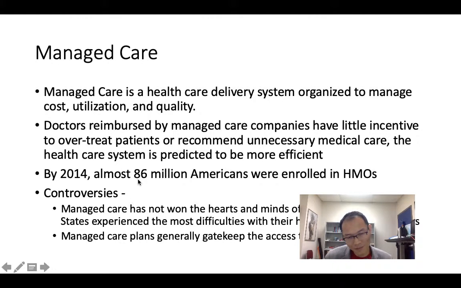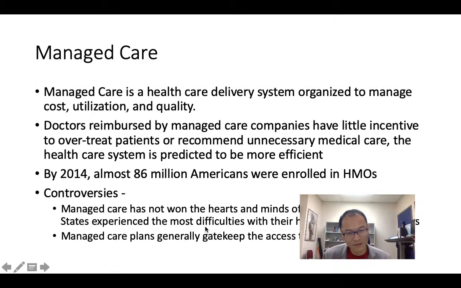However, if you look at the numbers in the past 20 years, it really didn't change anything. The cost kept going up throughout the years, even though virtually a lot of Americans were enrolled in MCOs. HMO is one type of MCO, and 86 million Americans were enrolled in HMOs. There's also PPO.